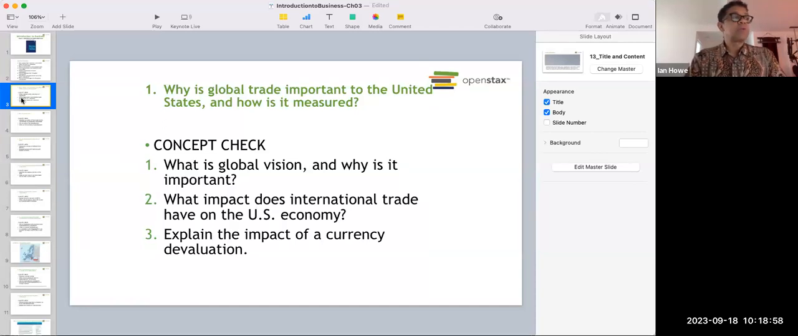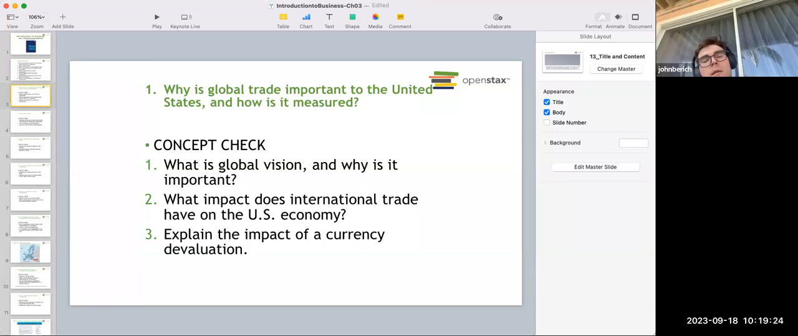So we start off with, what is global vision and why is it important? Any ideas what they mean by global vision? And remember, the perspective is from the US standpoint. And of course, we're a business class. So the global vision of a business is what you're thinking about. So what is a global vision of a business? And then why is it important? Any ideas?